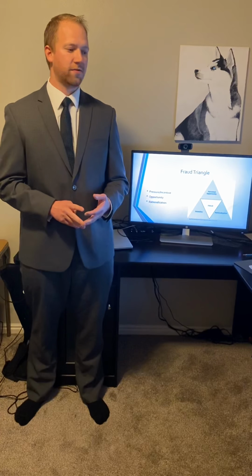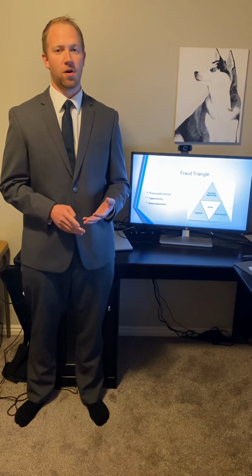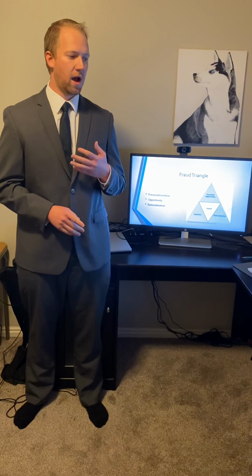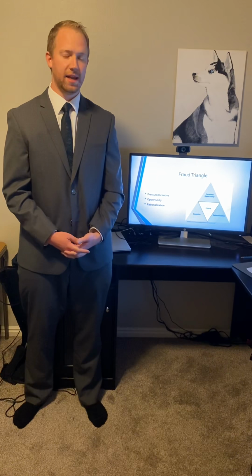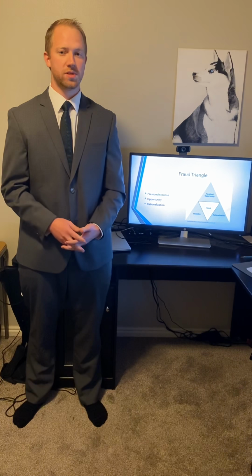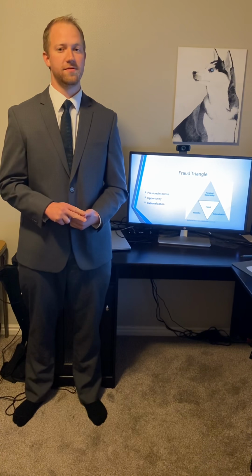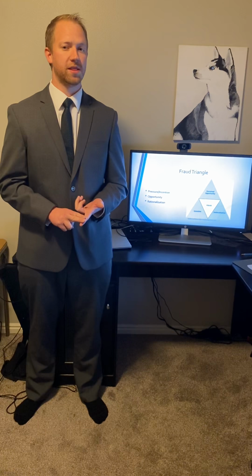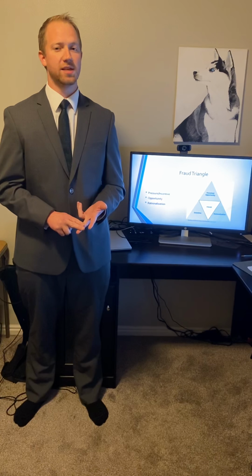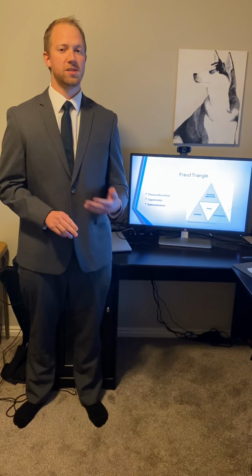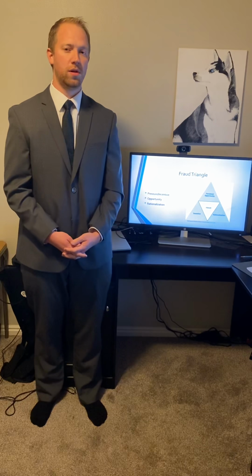For most cases of fraud, the person committing the fraud needs to have 3 attributes to commit it. This includes pressures or incentives, an opportunity to commit the fraud, and a rationalization of why it's okay to commit the fraud. This is called the fraud triangle.